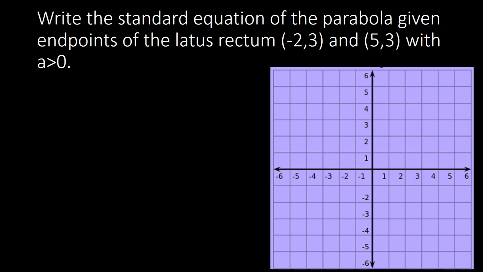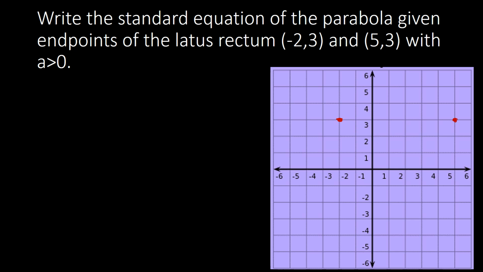Let us go through the next one with the given information on the endpoints of the latus rectum at (-2, 3) and (5, 3), with a greater than 0. Again, we plot that and locate the latus rectum endpoints on the Cartesian plane. We have (-2, 3), which is one endpoint, and (5, 3), the other endpoint.